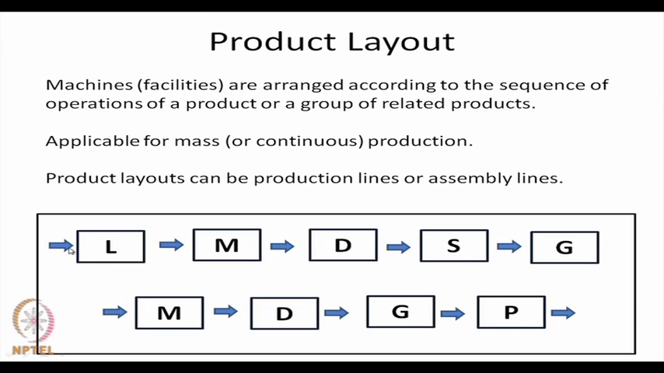Now, this is an example of a product that passes through these different machines: lathe, milling machine, drilling machine, shaping machine, grinder, then milling machine again, drilling, grinding, and then finally packaging. So, this is the sequence of operation, and therefore, machines are laid out in this fashion.